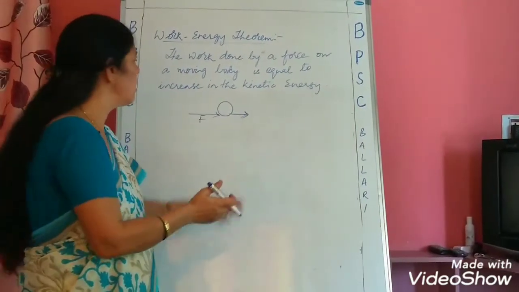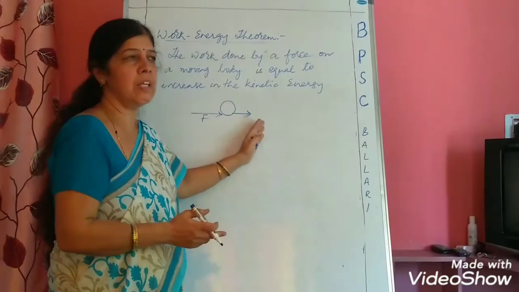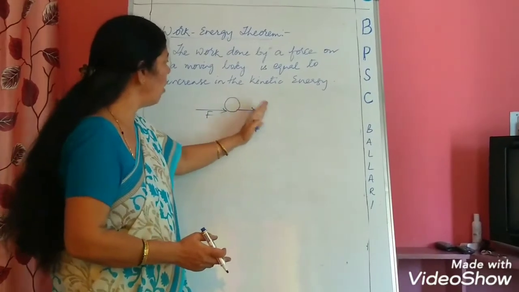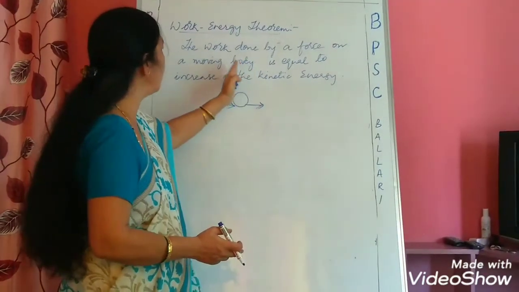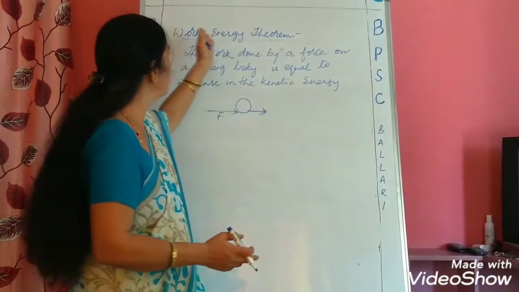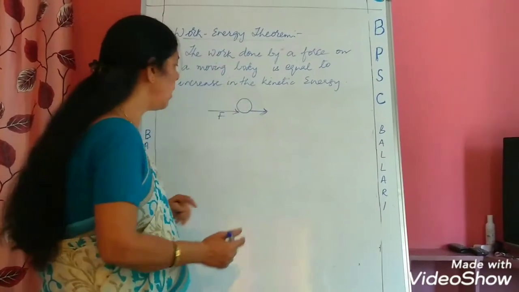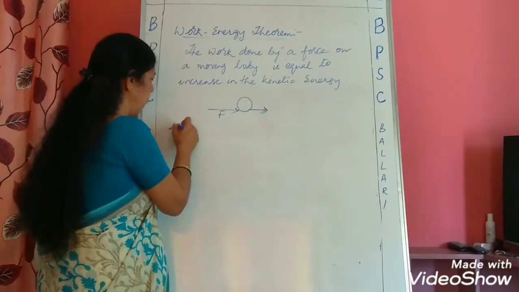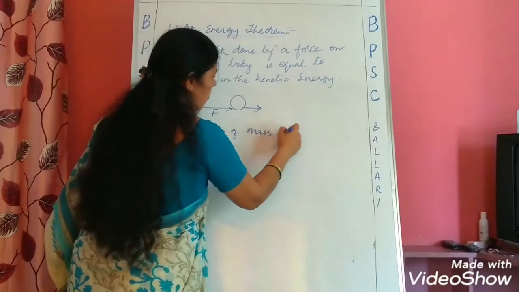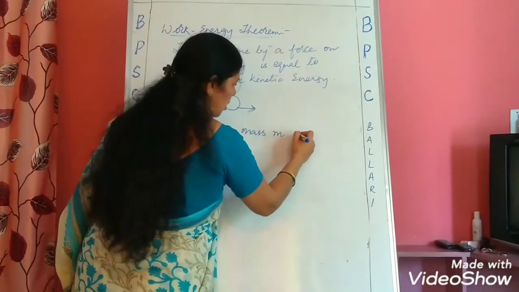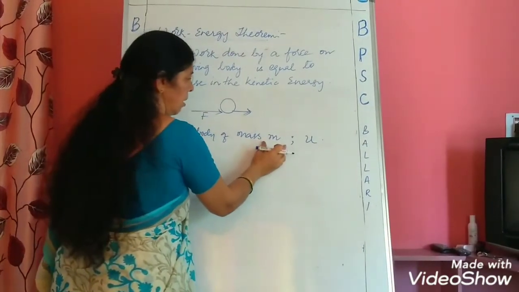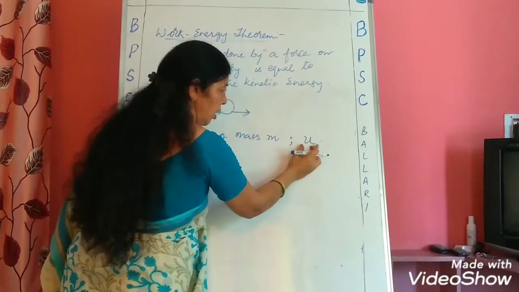Then naturally what happens? The body will gain acceleration, the force will accelerate the body. Now there is work done on the body, and we have to prove that the work done is equal to the increase in the kinetic energy. Now, to derive the expression for the work energy theorem, let us consider a body of mass m moving with the initial velocity u.